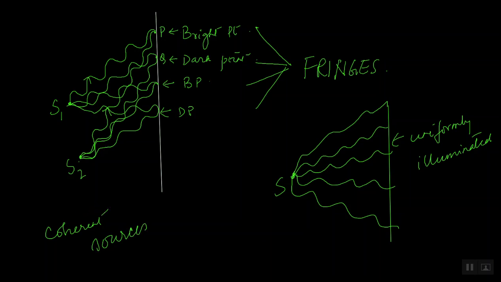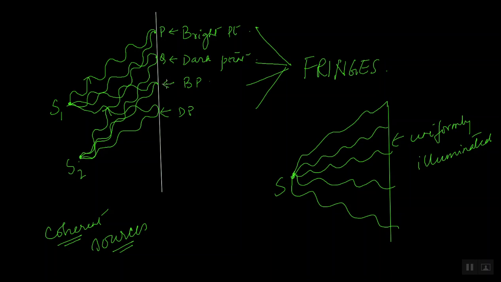I will give you the definition of coherent sources later, but for now just take it for granted that these sources are coherent sources. Due to the superposition of light waves coming from two coherent sources, the intensity of light gets redistributed. You get a point where the intensity is high, that is a bright point, followed by a point of low intensity, that's a dark point. Again a bright point, then a dark point, and so on.